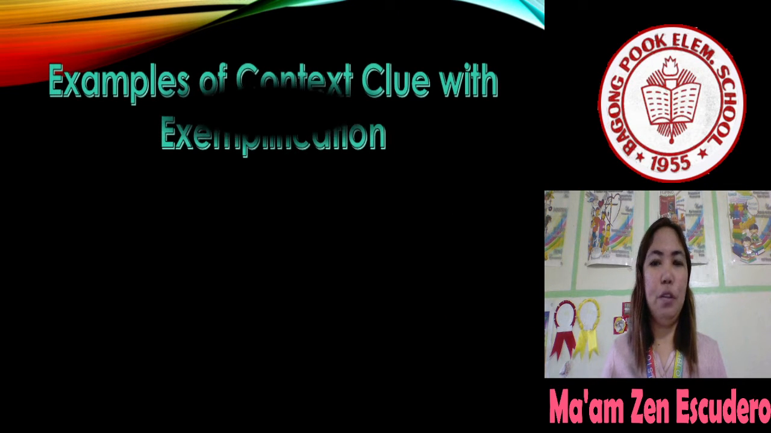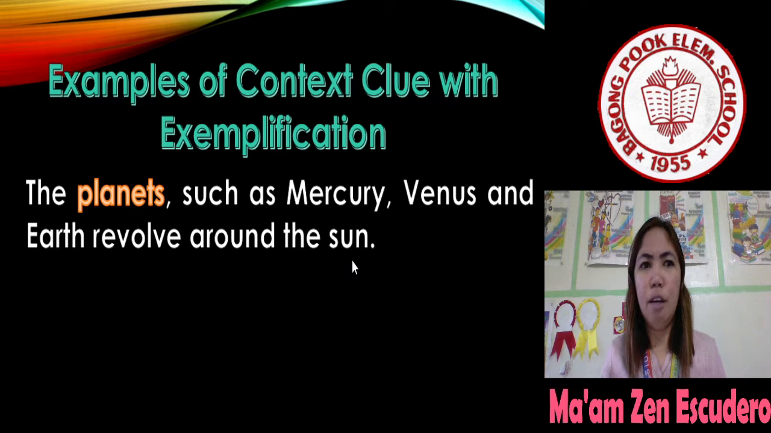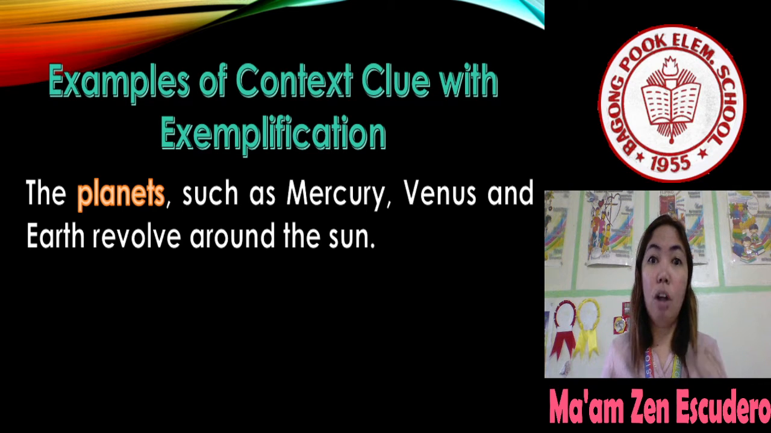Let's read the first sentence. The planets such as Mercury, Venus, and Earth revolve around the sun. Do you know what are planets? It seems unfamiliar, right? But the author gives us a signal word, and that is such as.